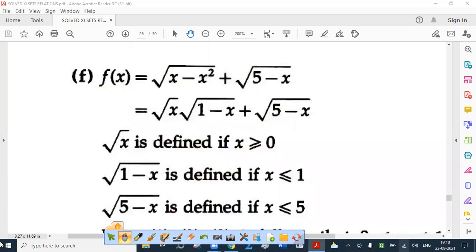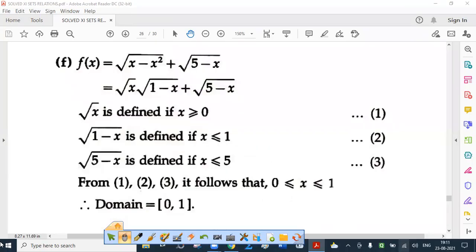F part. F question. F of x equal to root x minus x square plus root 5 minus x. That is root x into root 1 minus x plus root 5 minus x. Now clearly root x is defined if x is greater than or equal to 0. Root 1 minus x is defined if 1 minus x is greater than or equal to 0. That is x less than or equal to 1. And root 5 minus x is defined if x is less than or equal to 5. Now combine these three.